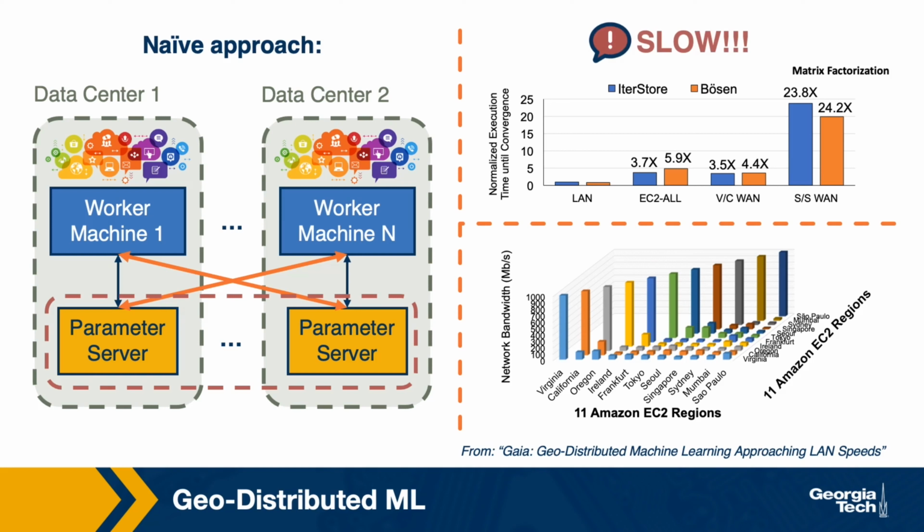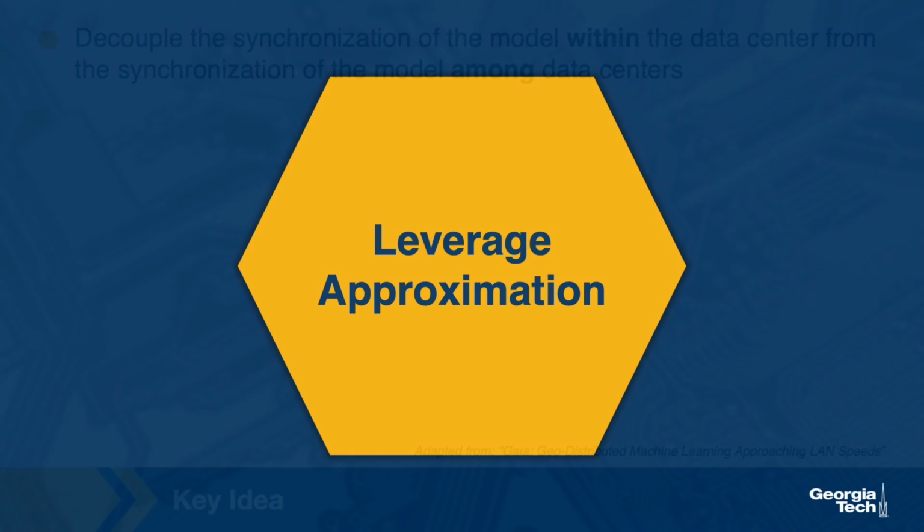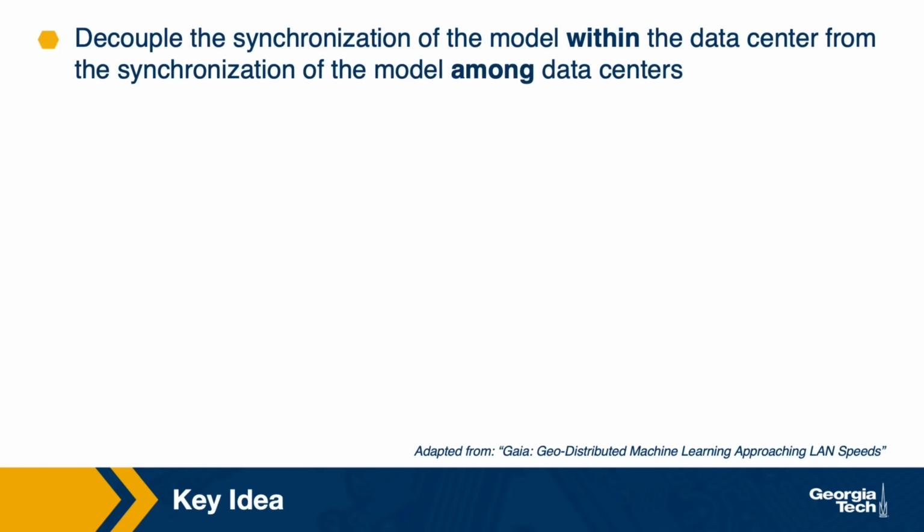Bottom line, taking this naive approach to take a system that was designed for a single data center and deploying it and expecting it to work efficiently across multiple data centers, it's not going to be the most effective solution. In Gaia, the authors build a solution that leverages approximation. The key idea in that work is to decouple the synchronization of the model within the data center from the synchronization of the model among data centers.